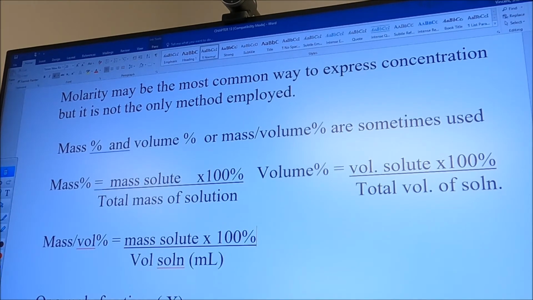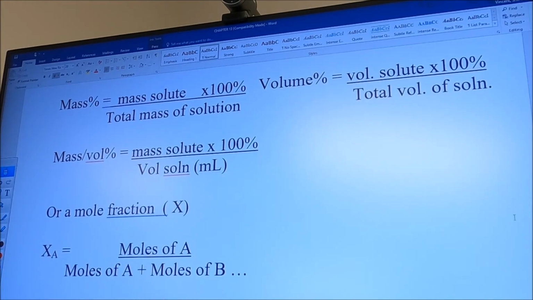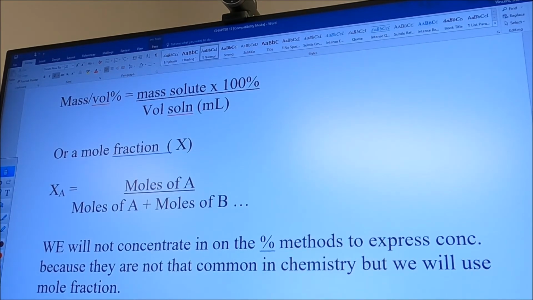Alright, now your book may try to, there's some problems in your book. I try to avoid all the problems that have percentages in them in Mastering, but about the time that I think I've got Mastering figured out, it always slips a ringer in there. Let me know if it does. Okay? We don't use mass percentages very much. Mole fraction, there are a couple of situations where we need to use mole fraction.